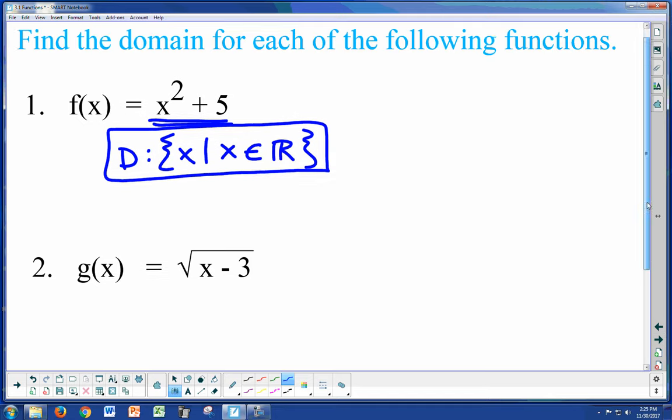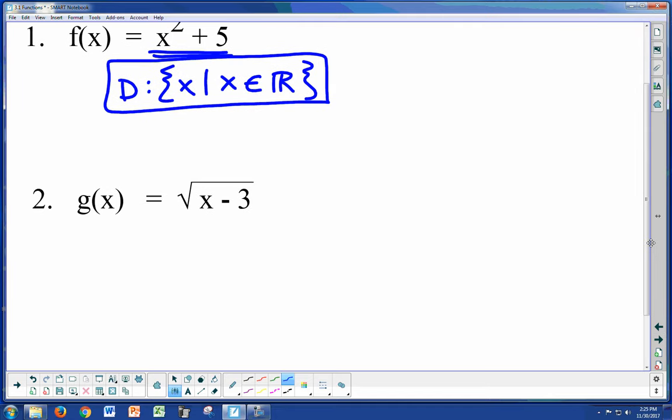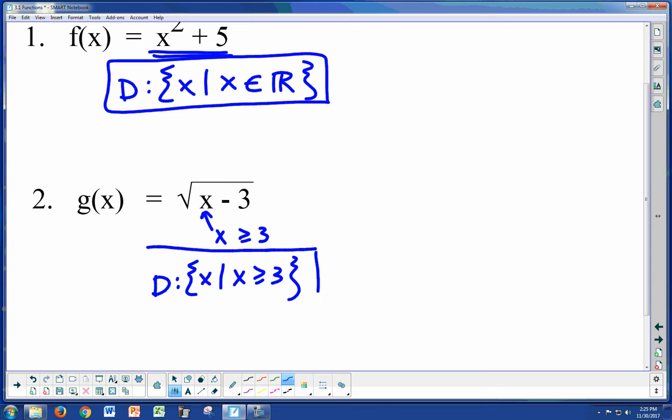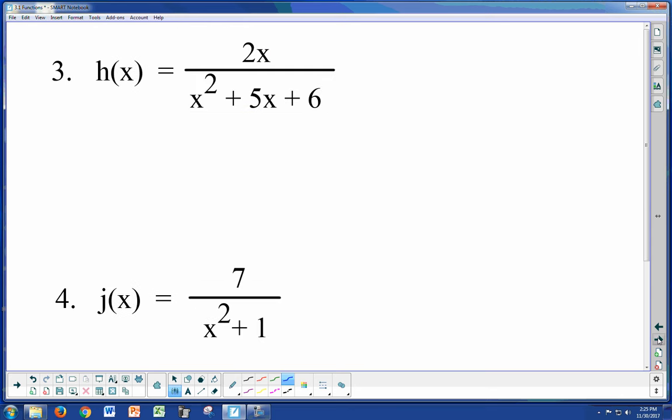In the second problem, though, it's not hard to see that we don't want to have negatives under that radical. So we would want to make sure that the x value is going to be greater than or equal to 3 so that we can have positive or 0 underneath that radical. So here we would write the domain is x such that x is greater than or equal to 3. Now those radicals can get a little bit complicated depending on how big a power or whatever is underneath there. We'll see a lot of that stuff in the future.